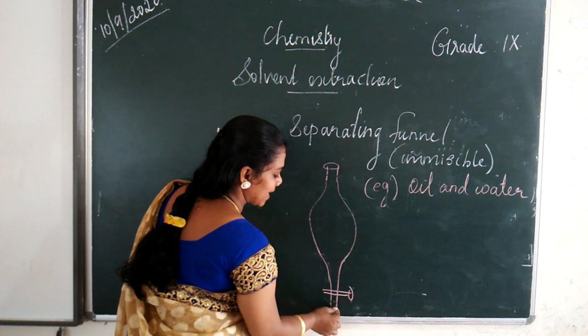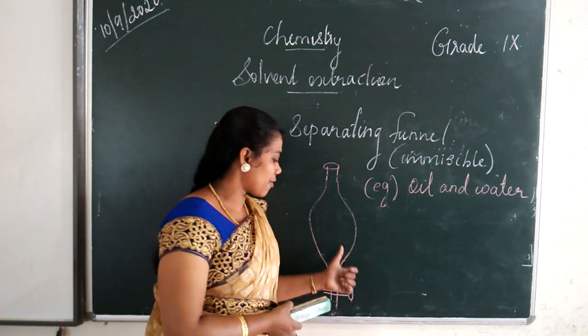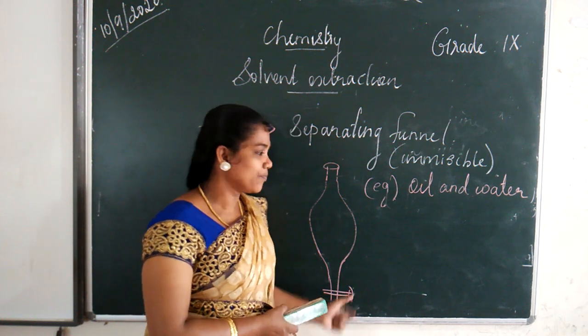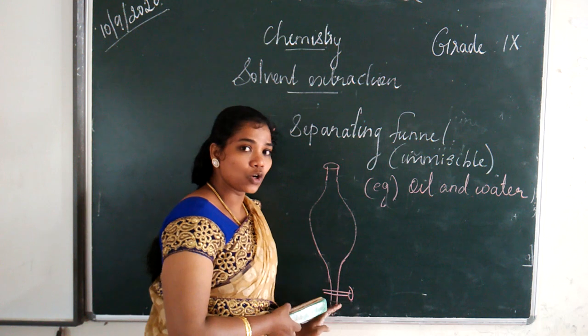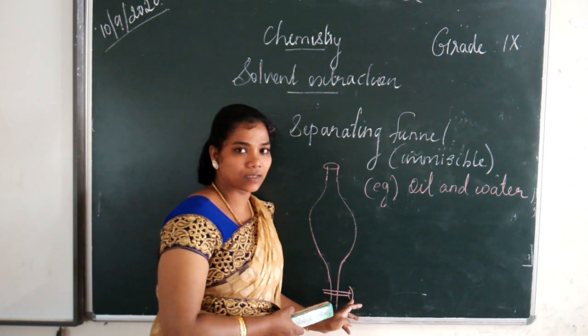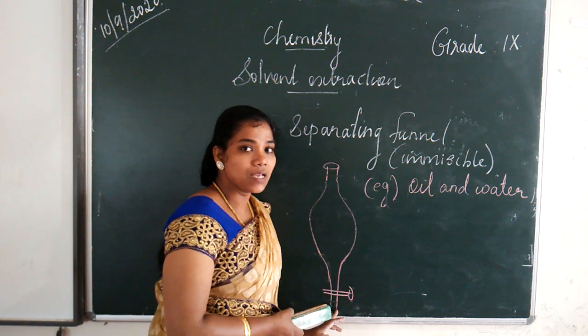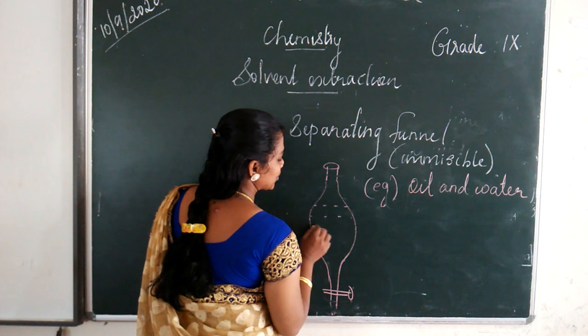Here the opening is for the outlet of the water, or for the outlet of the samples. Okay, so both sides are open and it is closed. Both the sides are closed. This is the stopcock for the exit of the sample. Now, the bulged portion.